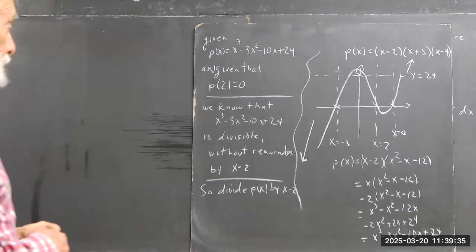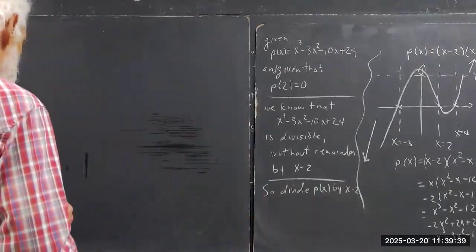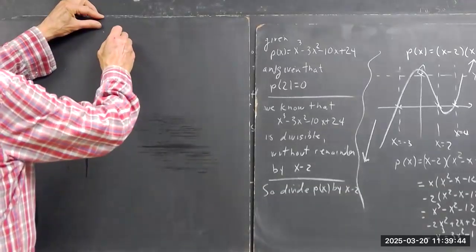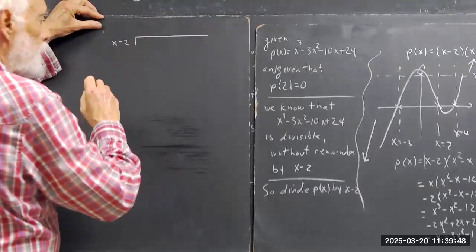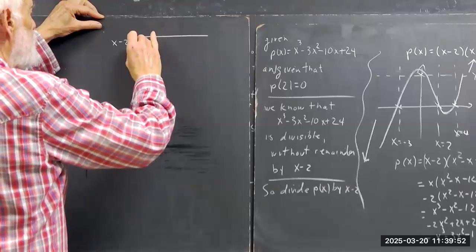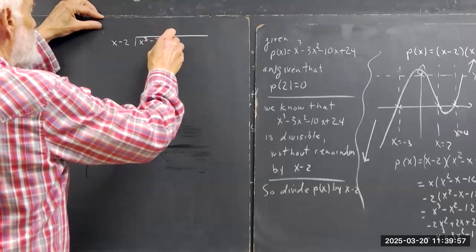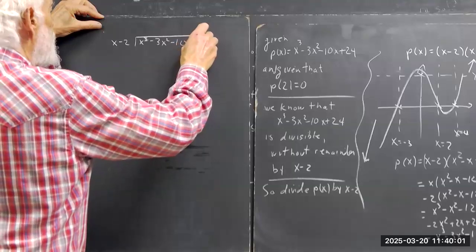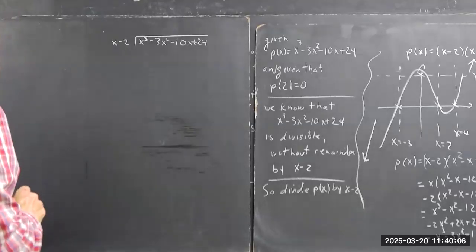I'm going to use long division. Now there's a reason long division works, but I'm not going to belabor you with it right now. I will probably talk a little bit about it later. But we write a thing like this: x minus 2 divided into x cubed minus 3x squared minus 10x plus 24.